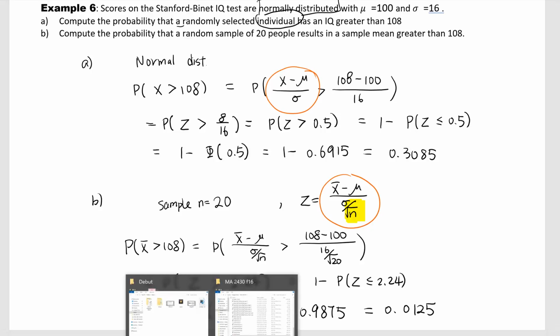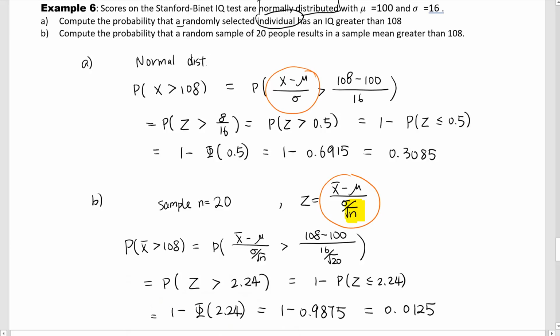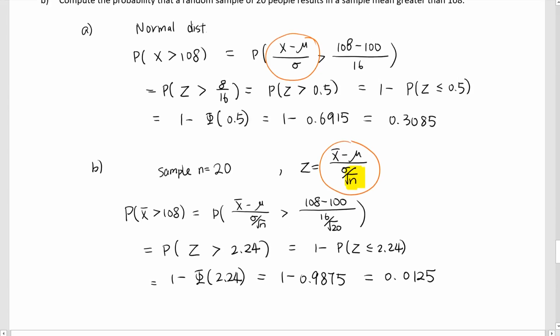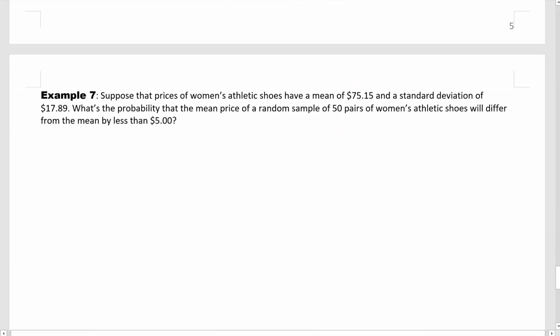This is actually a good example because it shows us the difference between when we pick a random individual and when we pick a random sample. So compare this part A and part B. All right, let's continue.